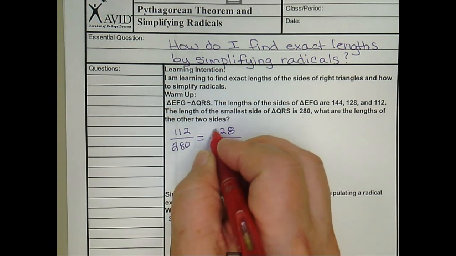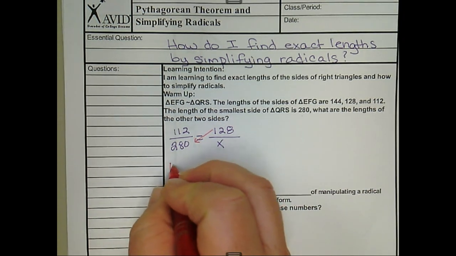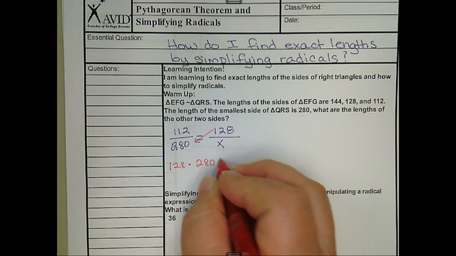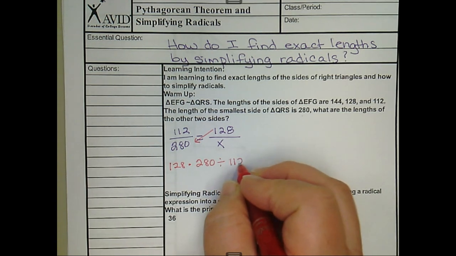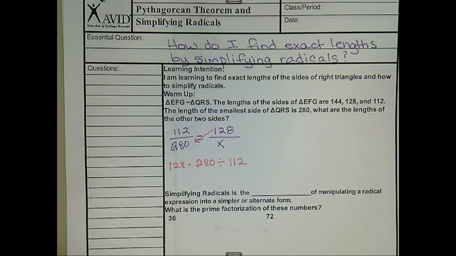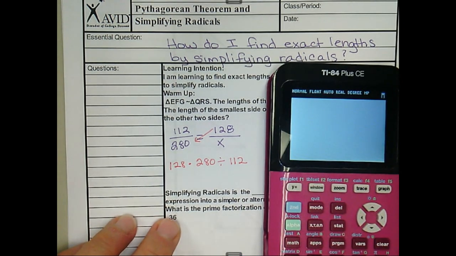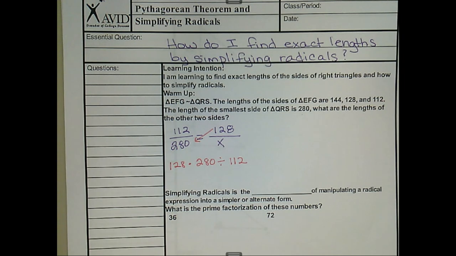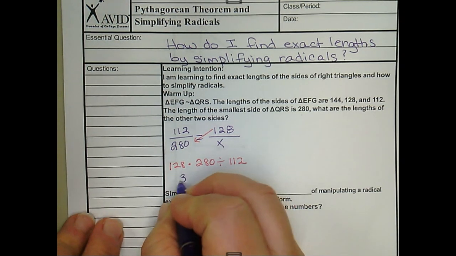Now for the math. 128 times 280 divided by 112. Get your calculator out. It can be done in one step. You get 320. So the length of the middle side is 320.